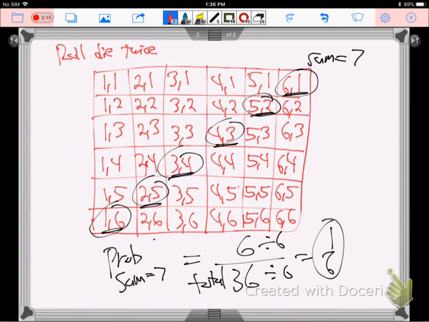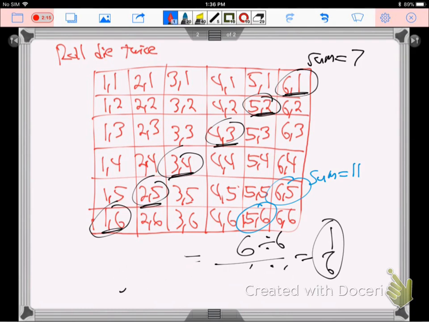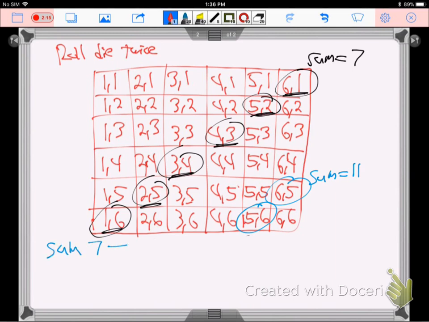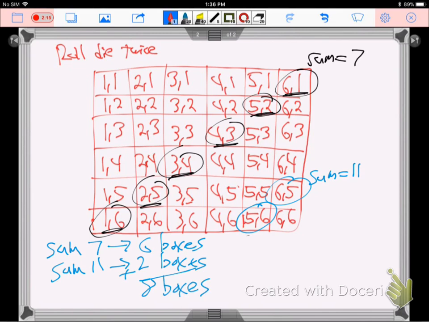Do you see them? Where are the ones that total 11? 6 and 5, and notice they're in a diagonal again. See what I mean? Sum of 11. So, how many total boxes? Sum of 7, that's 6 boxes. Sum of 11, that's 2 boxes. So add that up, that's 8. 8 boxes are either a sum of 7 or 11.